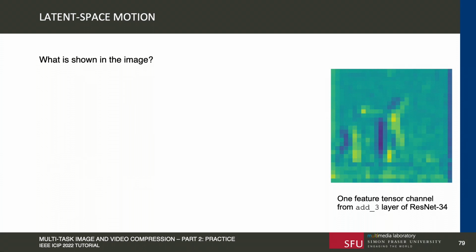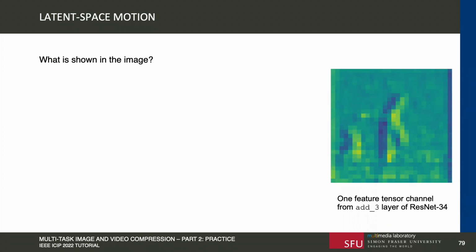And to illustrate a point, we're showing here on the right an image which is one channel of a feature tensor extracted from the add3 layer of ResNet 34. And the question is, what do you think was shown in the original input image? What does this feature channel correspond to? This is not easy to answer just by looking at this feature channel. It seems a bit abstract.